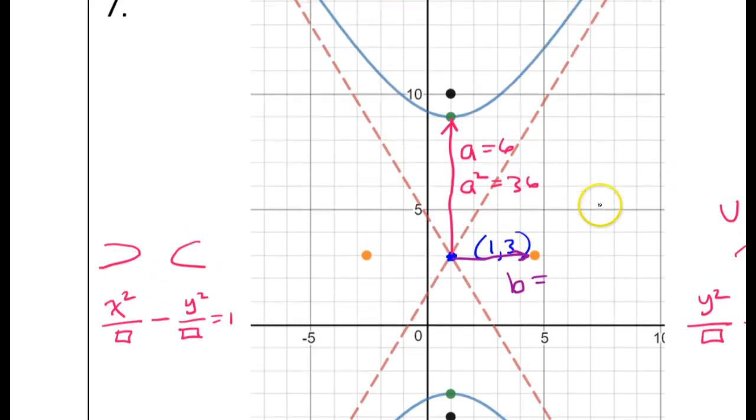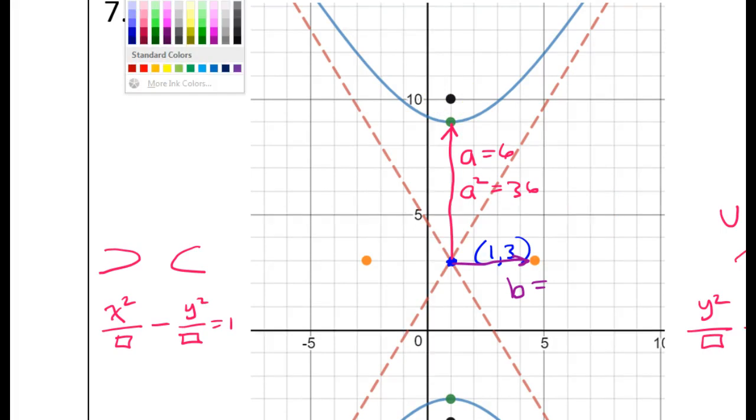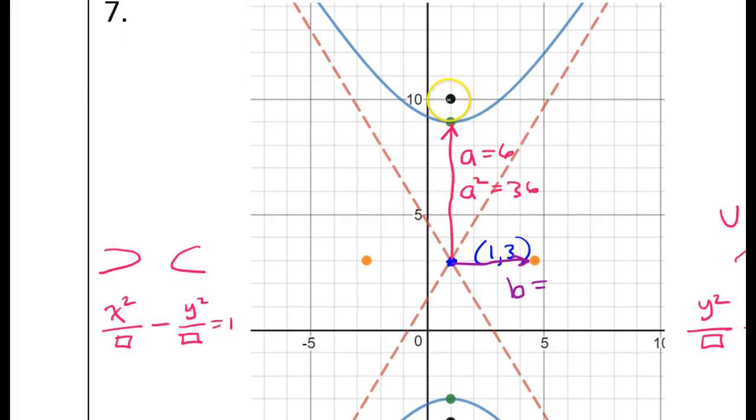Instead, what we have to do is use the c value that we also have. Look at this. They gave us a focus, which will give us indirectly the c value. So look at the green line that I'm drawing right now. This is the c value, because the c value is the distance from the center to the focus. So what is this c value? Again, I'm looking at the y value, so I'm going from 3 to 10. That is a c value of 7, which means that c squared is equal to 49.